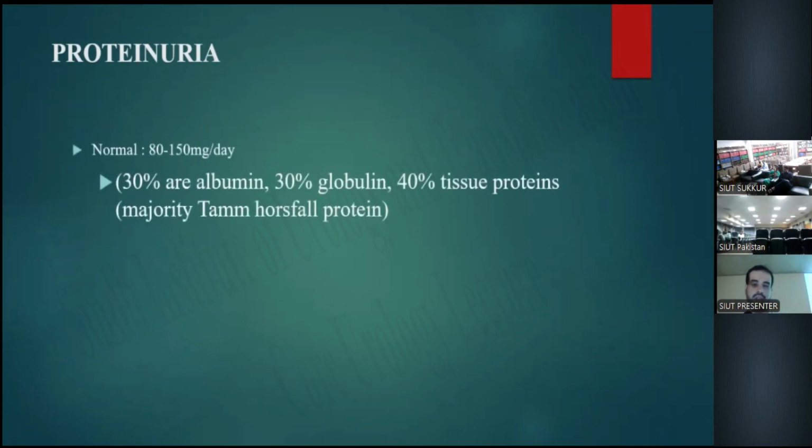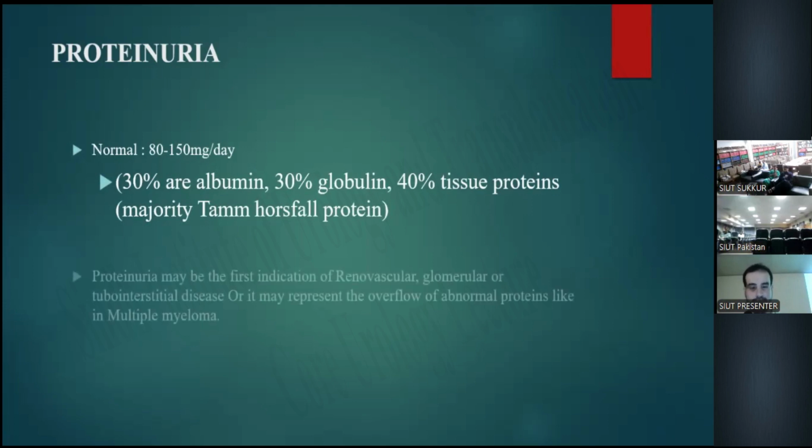So, proteinuria. Normally 80 to 150 milligram per day is excreted in urine in 24 hours. Mostly 30% is albumin, 30% globulin, and 40% tissue protein. Proteinuria may be the first indication of renovascular, glomerular, or tubulointerstitial disease, or it may represent the overflow of abnormal proteins, like in multiple myeloma.